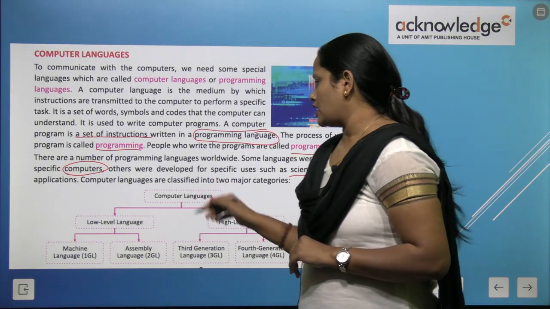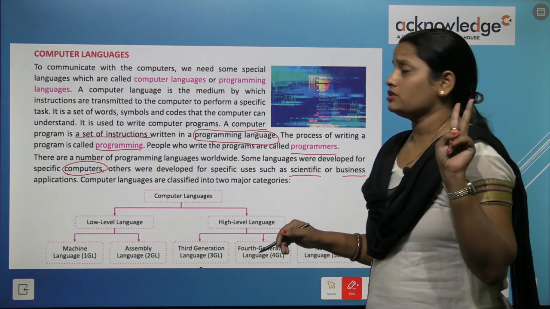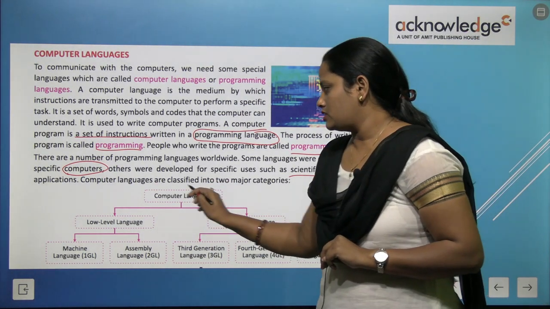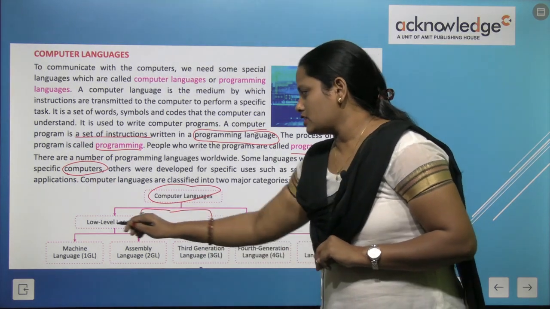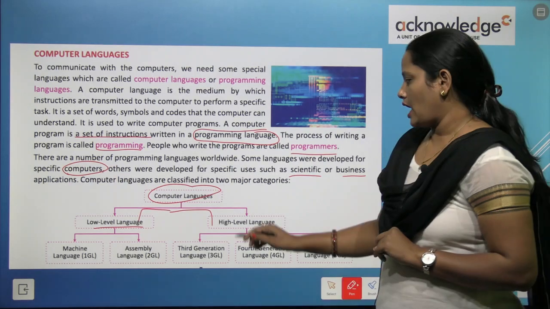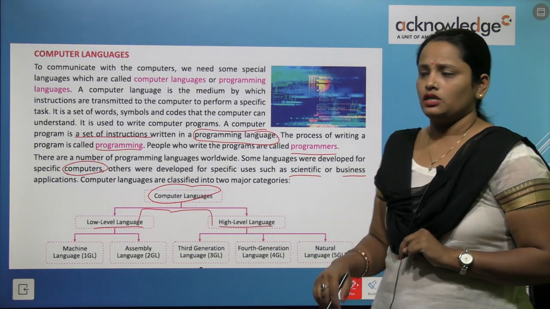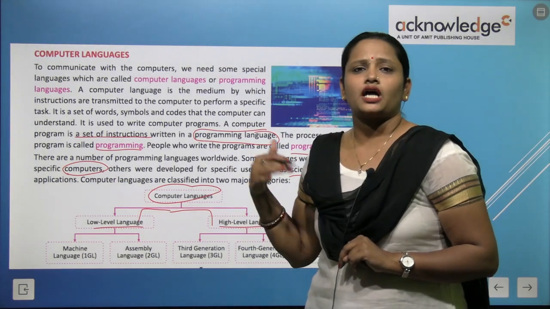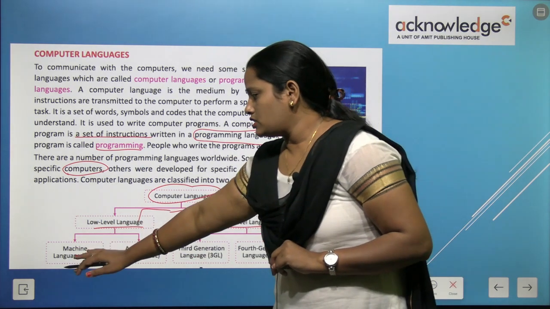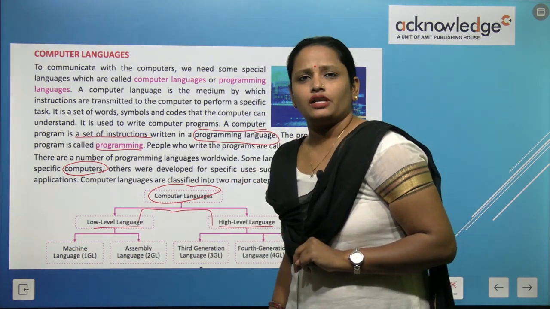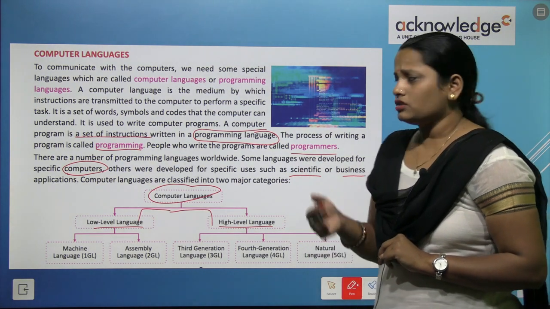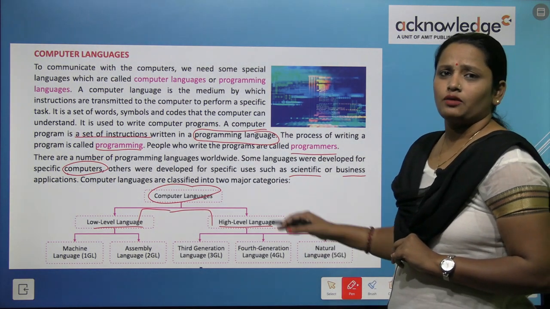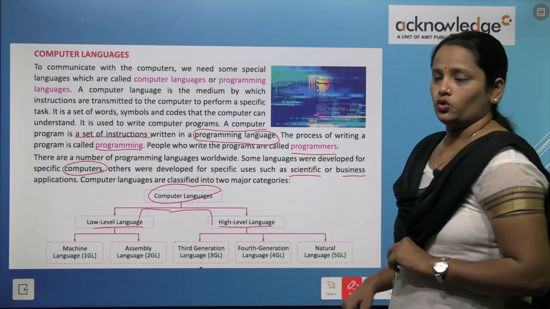Computer languages are classified into two major categories. This is our computer language, and it is divided into two types: lower level language and high level language. Previously, when it was the starting of computers, lower level language was used, but now things are going in a great manner. So now different types of high level languages are used.